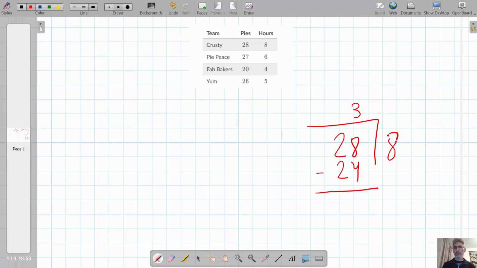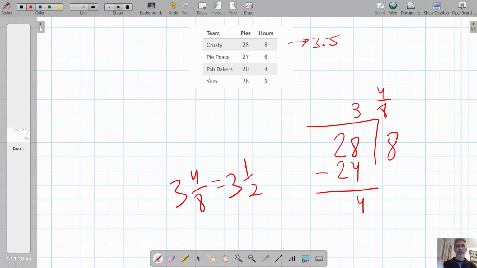Okay, so we have 4. So 3 and 4 eighths, 3 and 4 over 8, is like 3 and a half. So here the rate is 3.5 pies for every 1 hour.